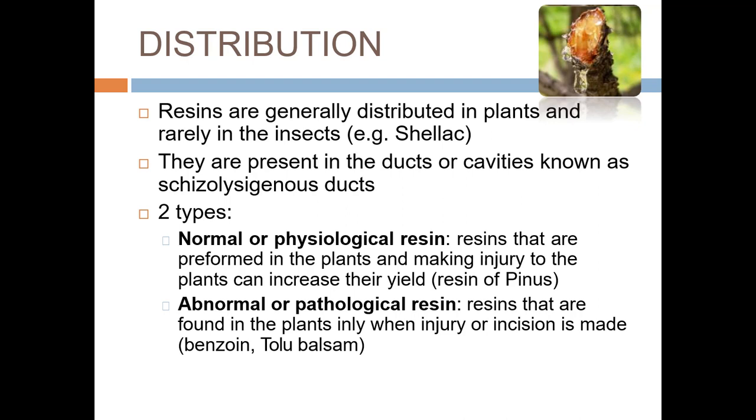Today we will just talk about the distribution of the resins. So resins are generally distributed in the plants and rarely in the insects, which are shell-like. They are present in the ducts or cavities, which are known as schizogenous ducts.